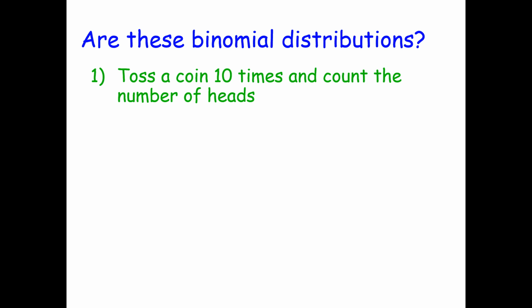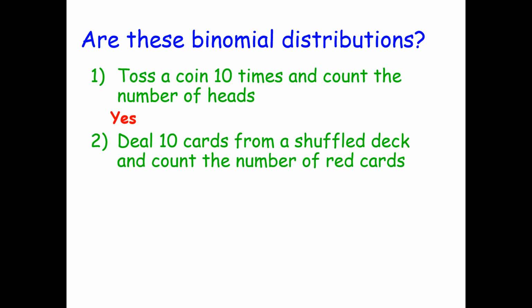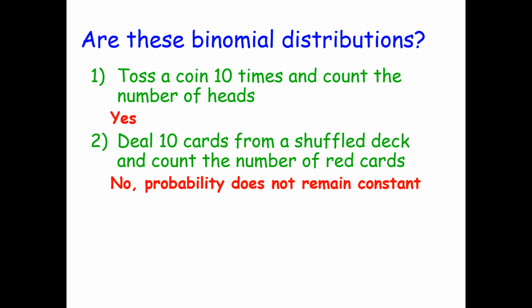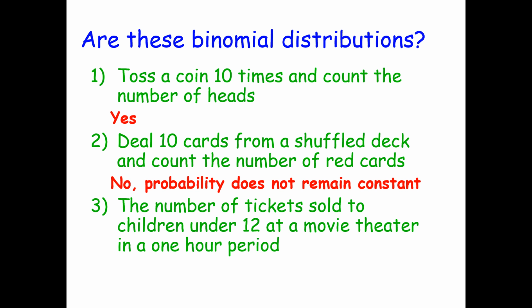Are these binomial distributions? Tossing a coin 10 times and counting the number of heads. Yes. What about if you deal 10 cards from a shuffled deck and count the number of red cards? No, the probability does not remain constant. What about the number of tickets sold to children under 12 at a movie theater in a 1-hour period? No, it's not a fixed number.